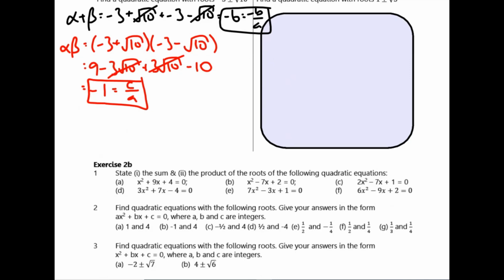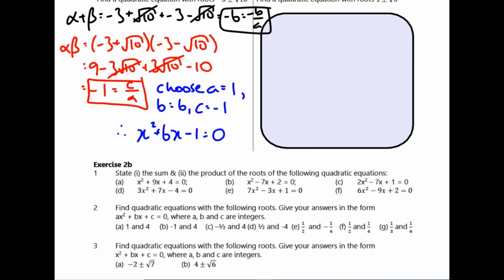Two equations and three unknowns means that I'm free to choose one of them to be whatever I want. This time I'm going to choose a to be 1. There's no fractions involved, so it's easy to choose a to be 1. That makes b equal to 6, and it makes c equal to -1. So my original equation, which has these roots, must be equal to x squared plus 6x minus 1.